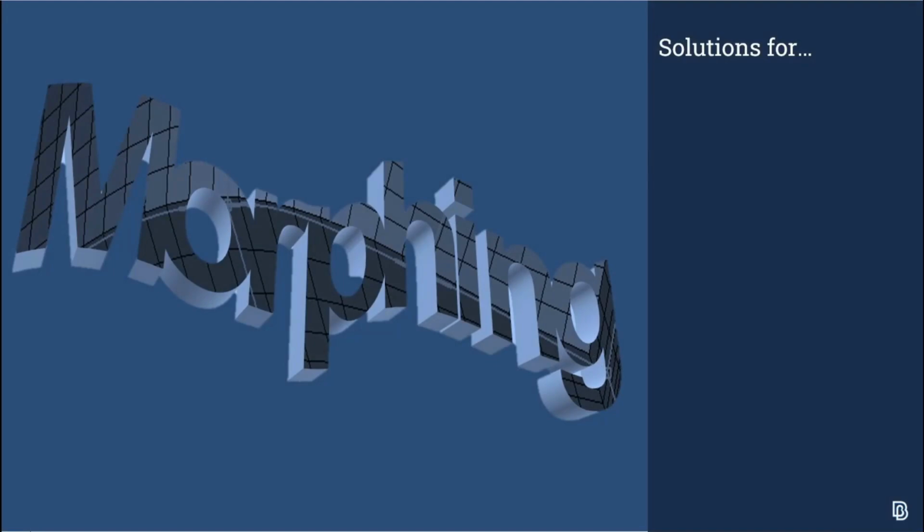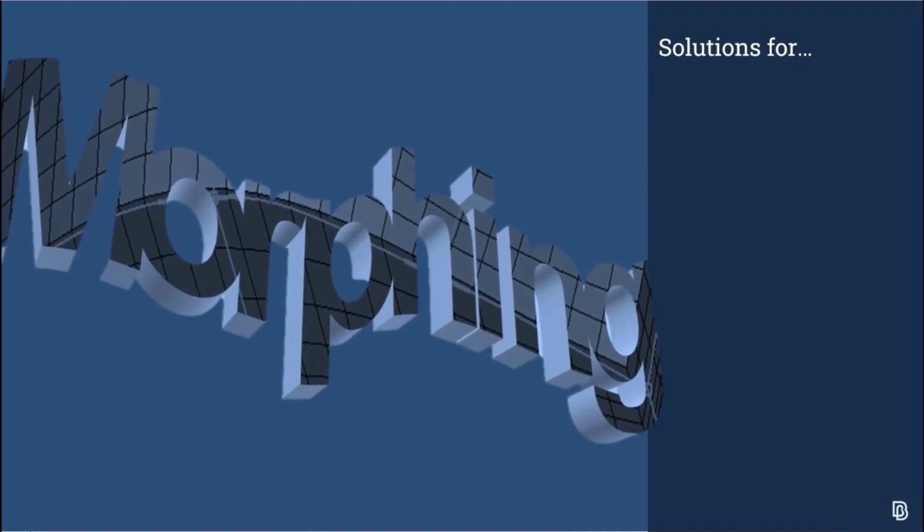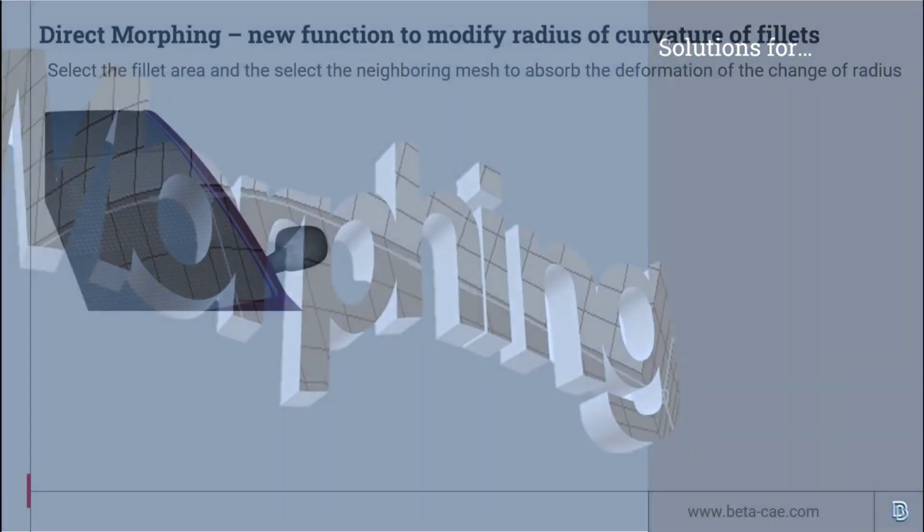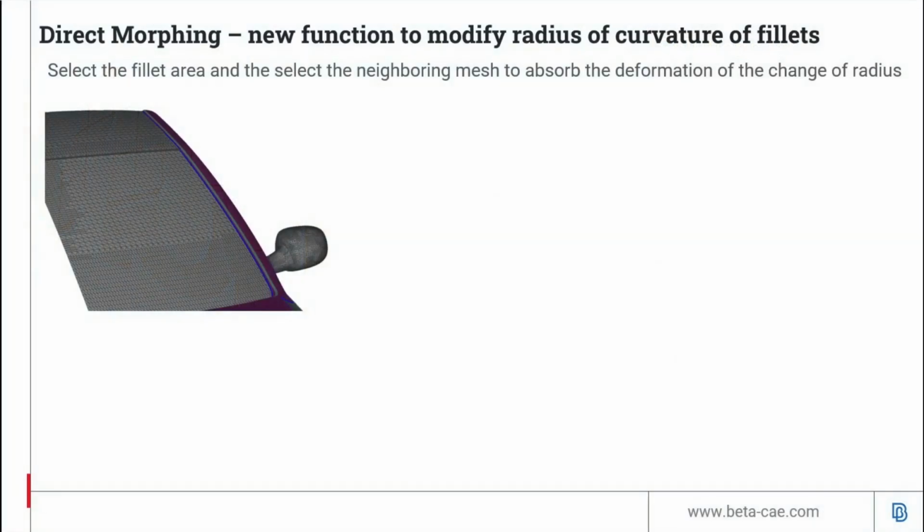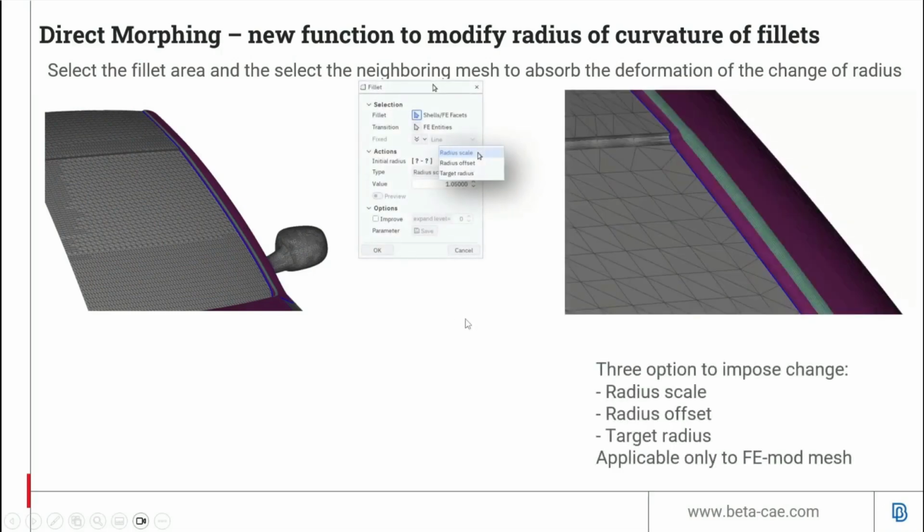Now we're moving on to morphing. Under direct morphing, we have a new function to modify the radius of curvature of fillets. The user needs to specify the fillet area and the neighboring mesh to absorb the deformation. It's a new function called direct morphing fillet.